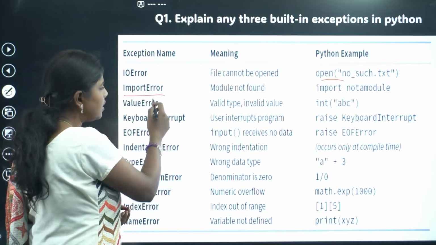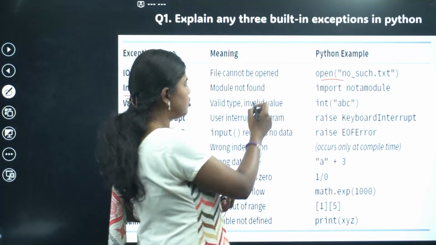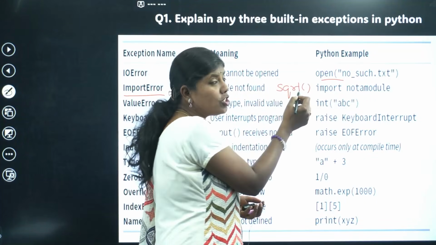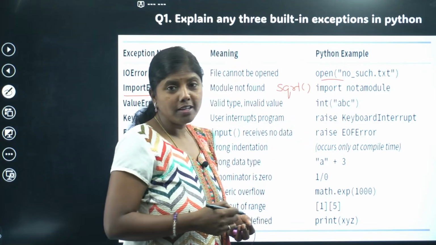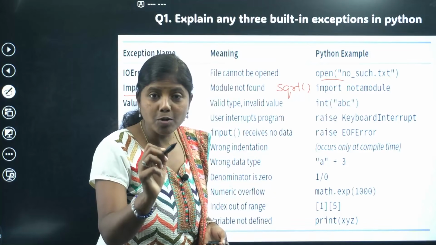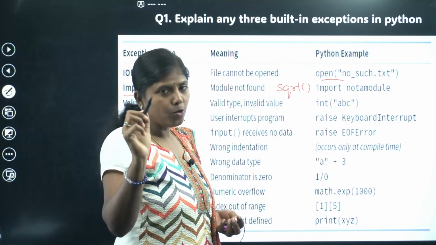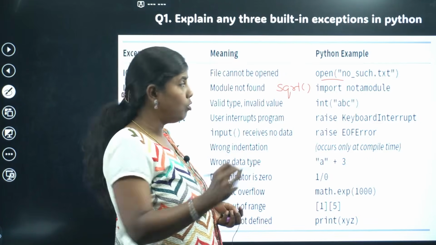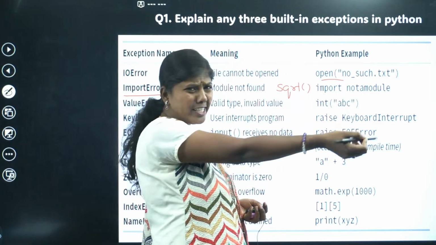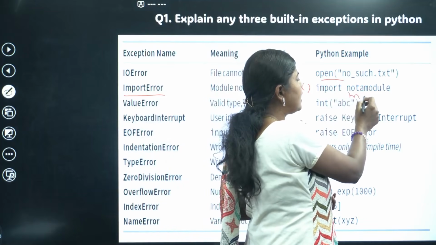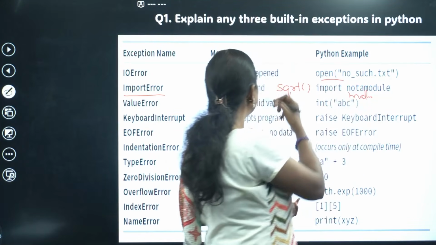So we have an import error. You're trying to call a function called sqrt, and in order to call this function, you need to have a module. What is the name of the module? The module name is math. So instead of writing import math, if you write it as maths, that will give a module error.